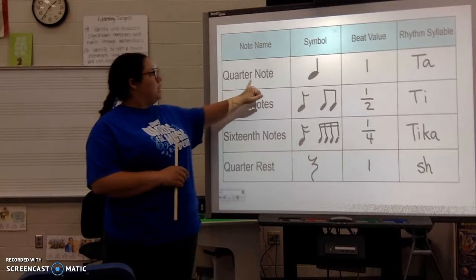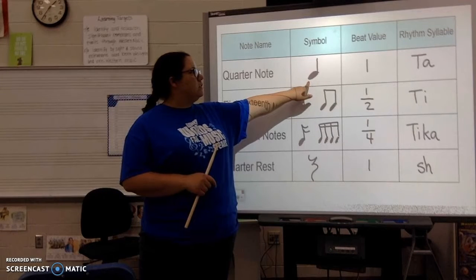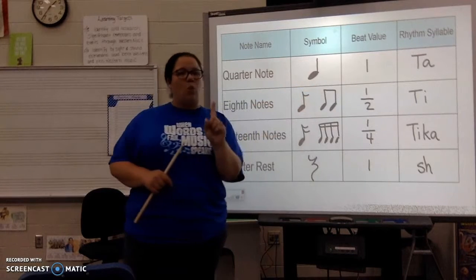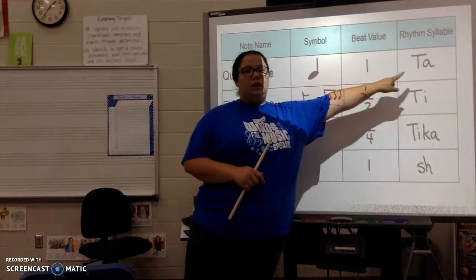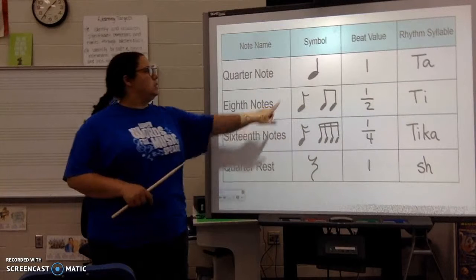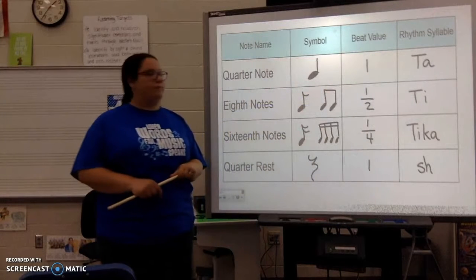Our first note is our quarter note. Here's our symbol. It looks like this. You've seen this before. It gets 1 beat, a whole beat to itself, and we're going to call it ta. Anytime we see this symbol, it is said ta.